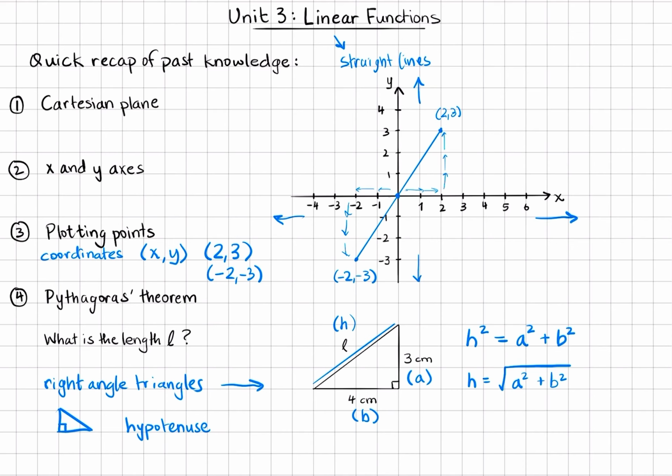So let's use this example right here. We have a triangle, a right angle triangle. One side is 3 centimeters, the other side is 4 centimeters, and we need to find L. So in this case, L would be equal to the square root of 3 squared plus 4 squared. Now 3 squared is 9 and 4 squared is 16. That means L equals the square root of 9 plus 16, which is 25. And the square root of 25 equals 5. So L here is 5 centimeters.